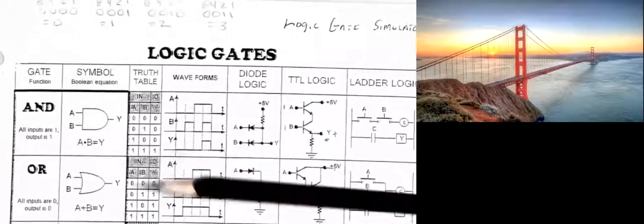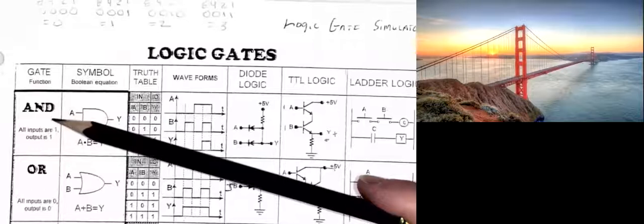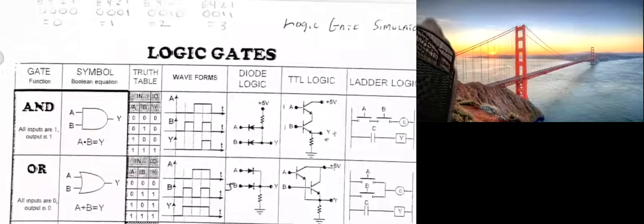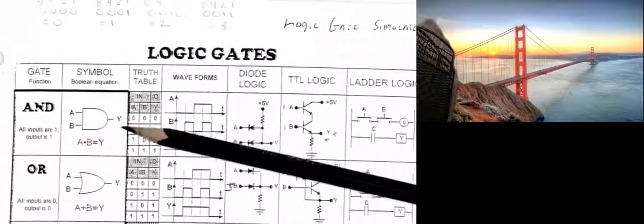Let's have a look at these couple of gates first. We're going to talk about AND gates, OR gates, NOT gates, NAND gates, and NOR gates today, as a reminder. And we'll just start with the AND gate and the OR gate.